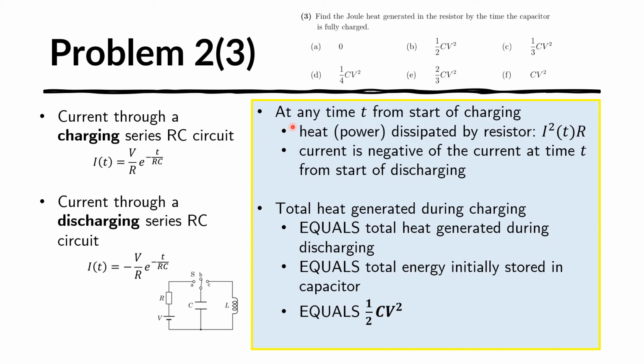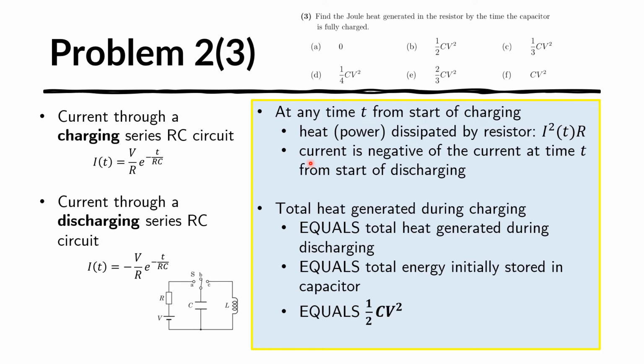We first notice that at any time t from the start of the charging, the heat power dissipated by the resistor is given by this expression. So, for example, at time t equals 1, the power dissipated by the resistor is I of 1, and you square it, multiply it by R. So this is the power. To get the energy, we get the integral from 0 to infinity of this expression.